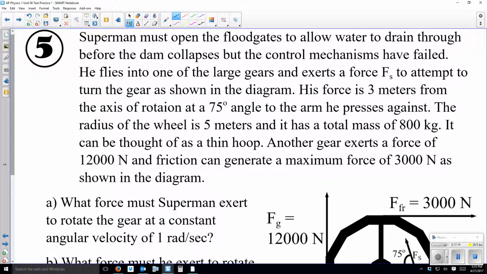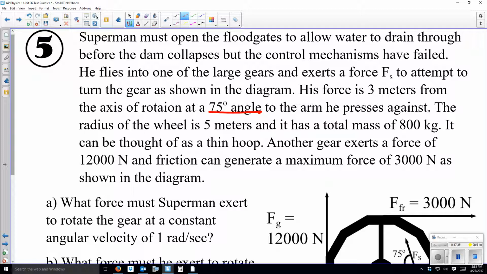So now, in this problem, we are going to have to do that sine of the angle when we worry about our torque. He's not applying it at a direct angle. The radius of the wheel is 5 meters and it has a total mass of 800 kilograms. It can be thought of as a thin hoop. We are not going to have to worry about that. We'll sort of skip that piece of the problem. Again, it's not something that gets stressed on the AP test.